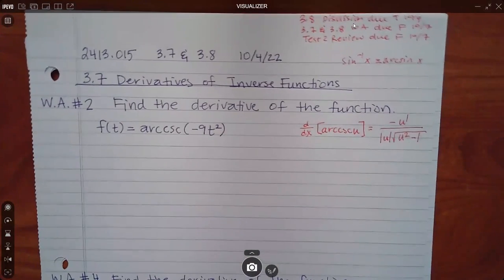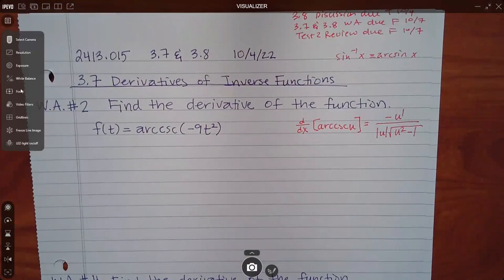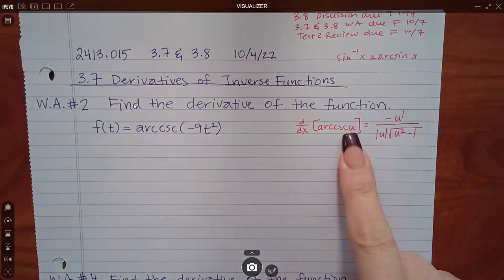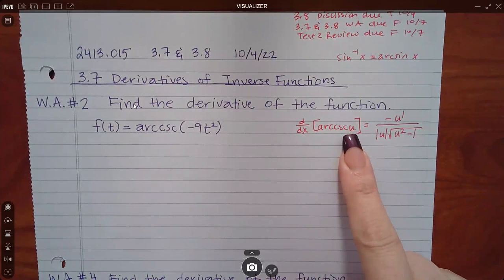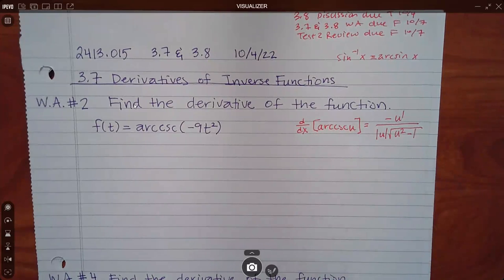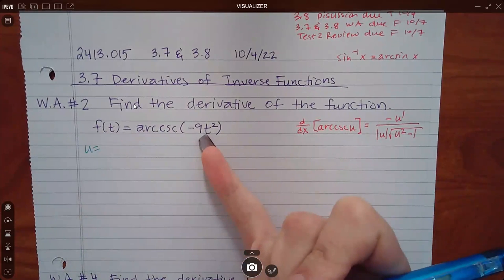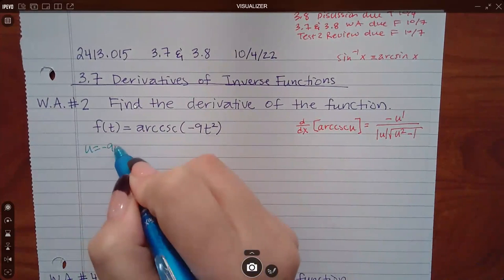I'm just trying to make it big, sorry. We're moving it around so much. Okay. So essentially what I need to do is I just need to figure out what u is and then what u prime is. Once I know what u is and what u prime is, it's literally just plugging it in and then maybe seeing if it can simplify, okay? So in this case, notice where the u is at over here. It's essentially just whatever I'm taking the arc cosecant of, right? So when I go to do my work, I'm gonna say u is going to be this thing because that's what I'm taking the arc cosecant of, negative 9t squared.